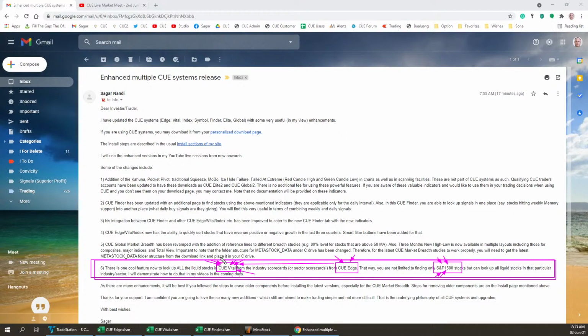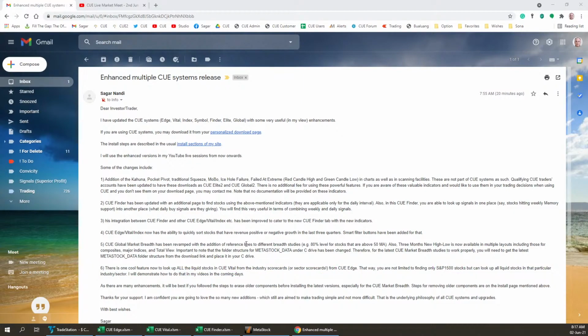Again, I am able to now look up the liquid stocks belonging to the strongest industry, weakest industry, strongest sector, weakest sector by traveling from QH to QVital using a single button. I'll demonstrate that today and in different videos from now on. And there may be other changes also. These were the major changes I could remember and quickly write down.